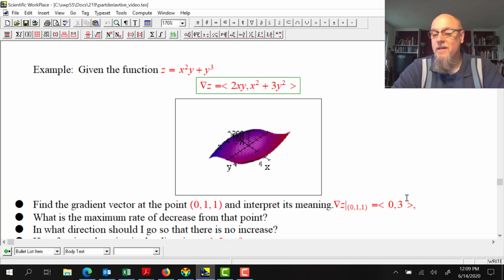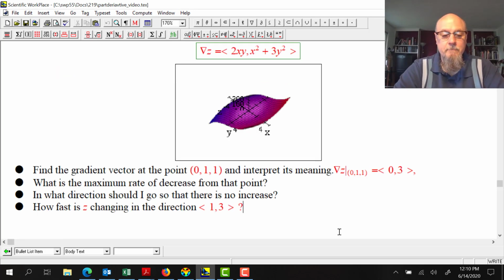In what direction should I go so that there is no increase? That's on the level curve. That's perpendicular to this gradient. So east or west, doesn't matter, is the level curve at this point. So some 1, 0, or 10, 0 vector, something like that.